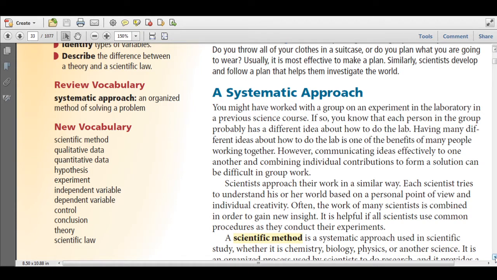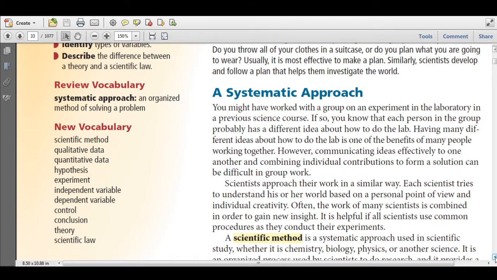You might have worked with a group on an experiment in the laboratory in a previous science course. And if you have, you probably have come across that your different group members have different ideas about how to do the lab. Having different ideas about how to do the lab is one benefit of people coming together to work on a common goal. However, communicating ideas effectively to one another and combining individual contributions to form a solution can be difficult in group work. Scientists approach their work in a similar way.